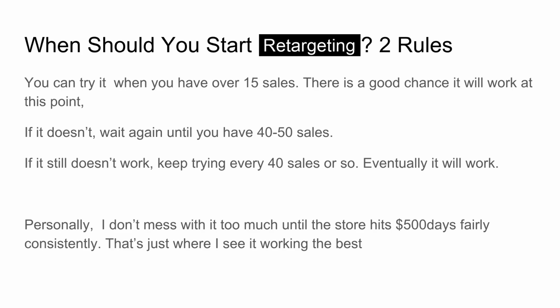But if it doesn't work at 15 sales, I would wait until you have 40 to 50 sales. 40 to 50 sales is probably the best time to start. And usually around the time when you have 40 to 50 sales, you're making 3 to 5 sales every day. So you're already starting to see some consistency. It's already starting to grow pretty well. But even then, there is a chance that it won't work at that time. It doesn't mean that retargeting is not going to work. It just means that maybe you did it too early, or your pixel doesn't have enough momentum to optimize the right way yet. So if it still doesn't work, just keep trying every 40 sales or so. Make a new campaign, make fresh audiences, whatever you want to do, because eventually it will work.